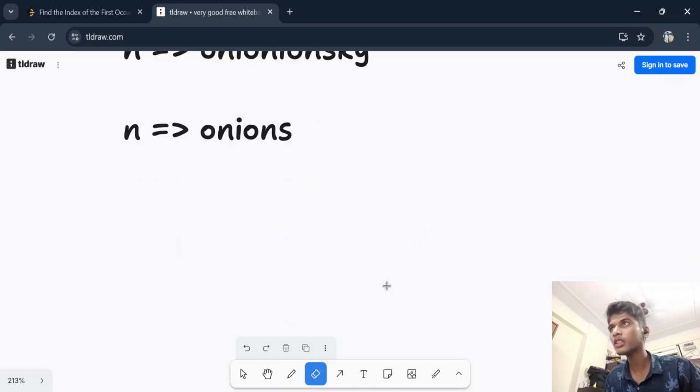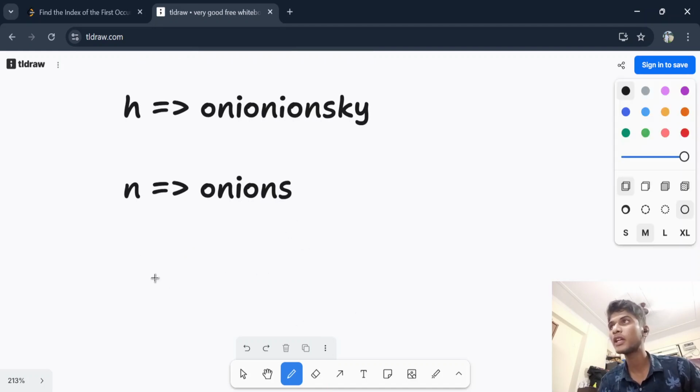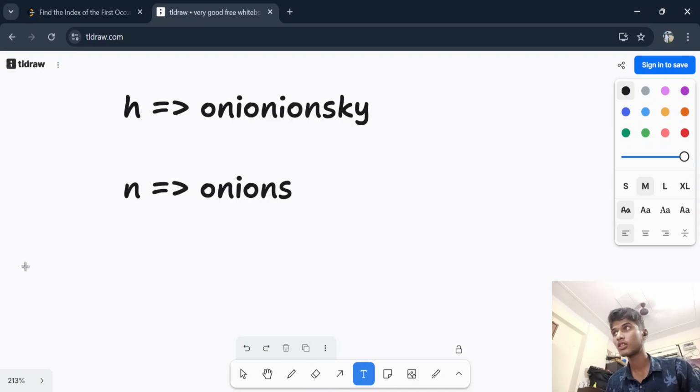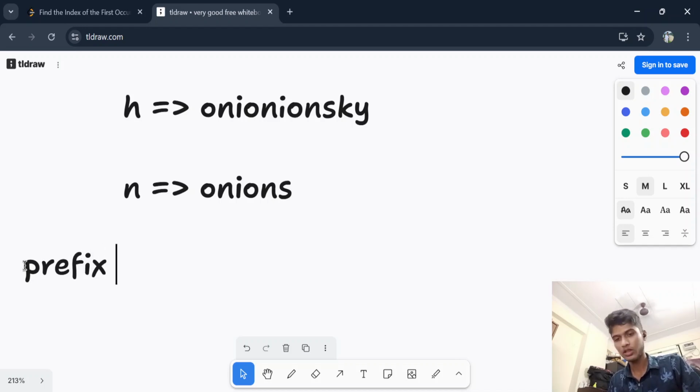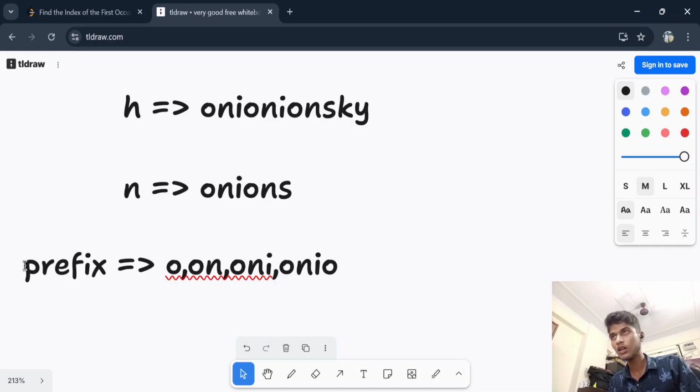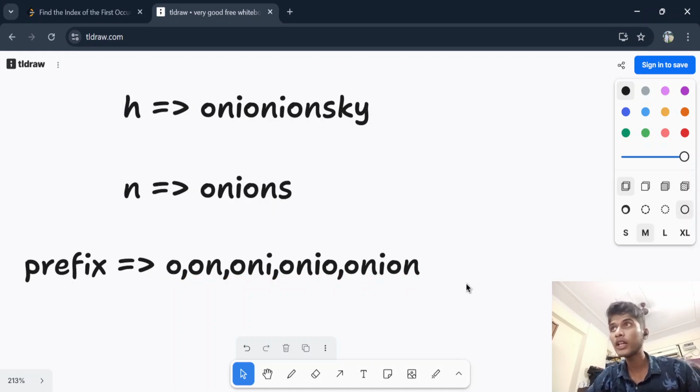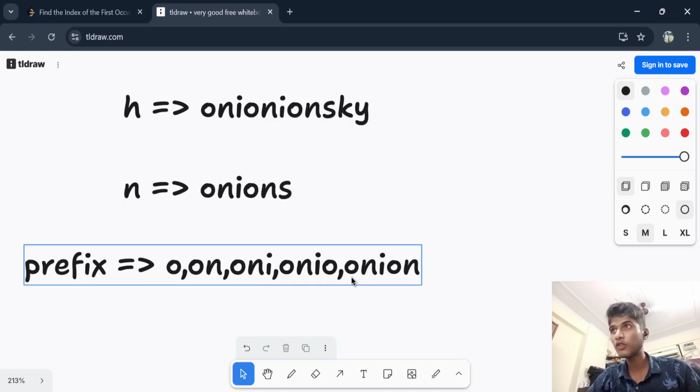First, I will tell you what a prefix is, and what a proper prefix is, because we will make an LPS array for it. Let me write prefix. So prefixes are: O, ON, ONI, ONIO, ONION. These are the prefixes, but this whole word ONIONS is not a proper prefix. Only these five are prefixes.